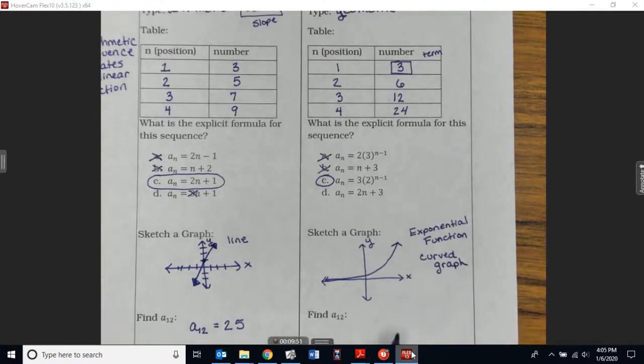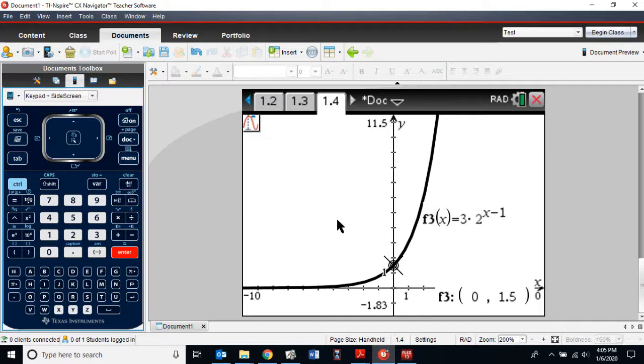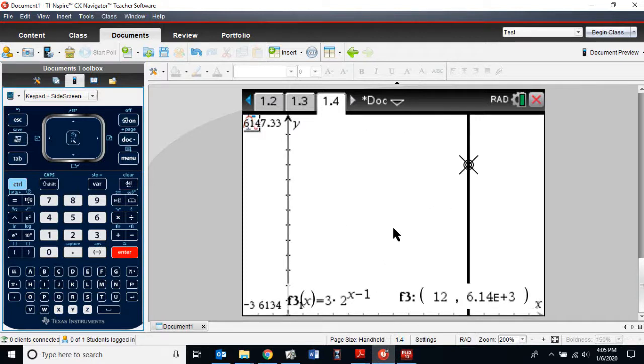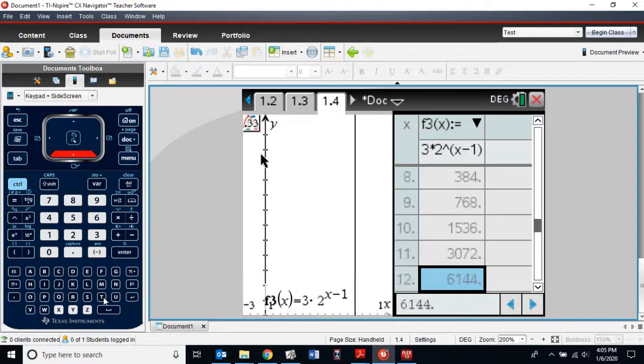And then it says find A of 12. So that means I go back here and I just type in 12. And it's actually not going to give me what exactly I want. So I could look at my table, Control T, and just find 12, which A of 12 is 6,144.